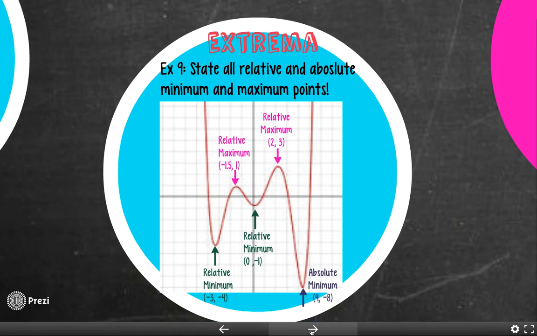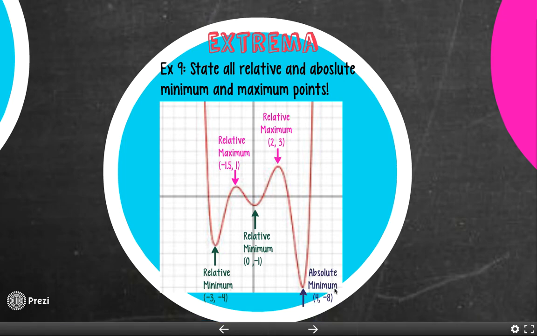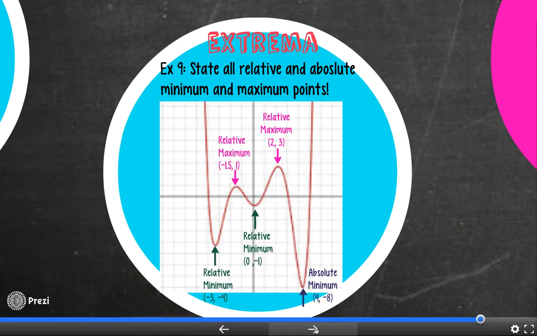And lastly, this one's a little different. This is actually the absolute lowest point the graph will ever reach. Isn't that cool? So since it is the absolute lowest point the graph will ever reach, this is the absolute minimum at the point 4, -8.